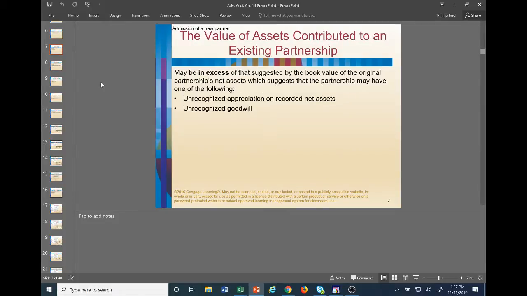The value of assets contributed to an existing partnership. So one method of gaining admission to an existing partnership involves contributing assets directly to the partnership entity itself. Now, an incoming partner may acquire an interest in the partnership for a price in excess of that indicated by the book value of the original partnership's net assets. This situation would suggest the existence of unrecognized appreciation on the recorded net assets of the original partnership, or unrecognized goodwill that is also traceable to the original partnership.